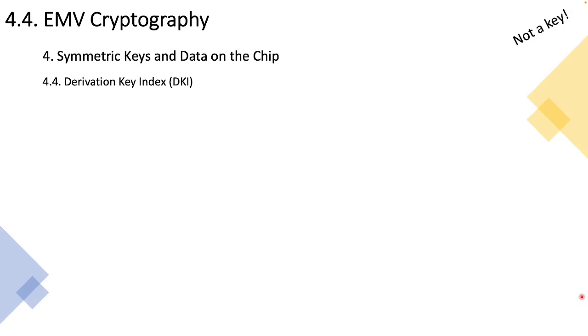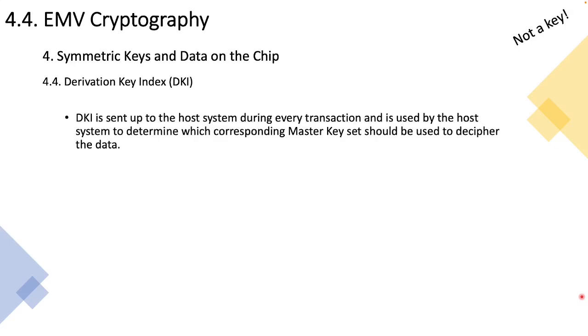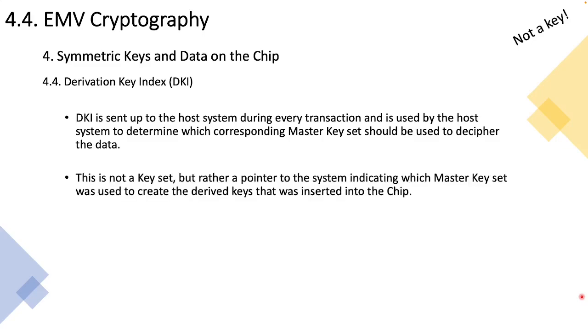The last component with regards to symmetric cryptography is the derivation key index, or the DKI. This DKI is not a key; it's a key index. It's a pointer which indicates which key set was used to create the derived key sets. The DKI is stored on the chip, and it's sent up to the host system during every online transaction, and is used by the host system to determine which corresponding master key set should be used to decipher the data. Right, as I said, this is not a key set. It's a pointer to the system indicating which master key set to use.